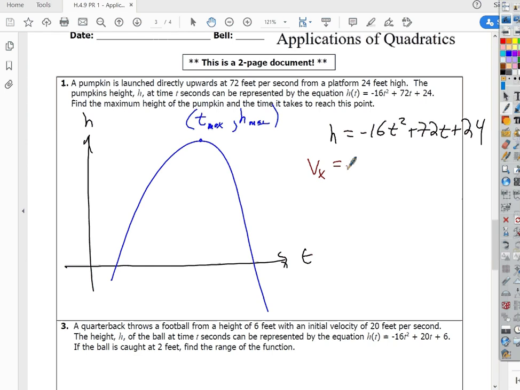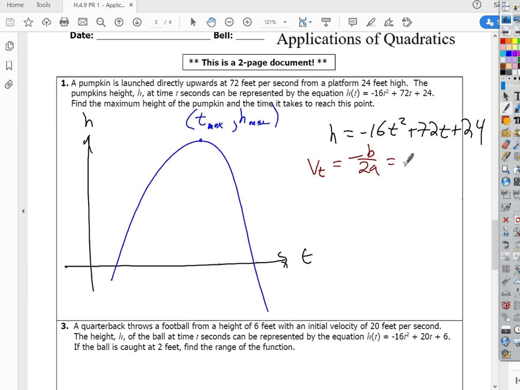Now when we're using x's and y's, we call the coordinates of the vertex h and k. Here that h is a little confusing because h stands for height. And I shouldn't call that v sub x, I should call it v sub t. So the t coordinate of the vertex, the input at the vertex, is given to us by the same old formula we've always used for standard form, negative b over 2a.